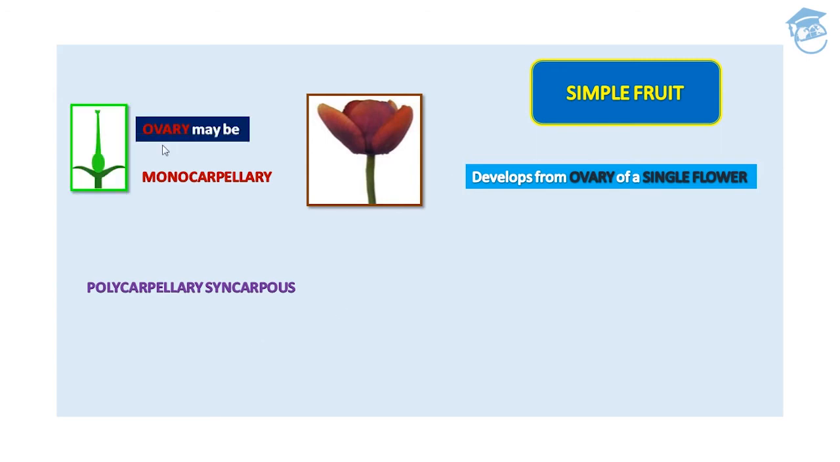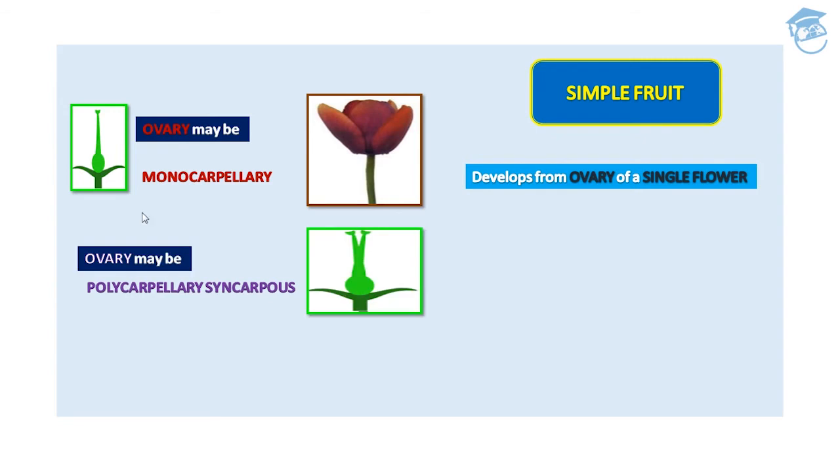See, ovary may be monocarpellary and ovary may be polycarpellary syncarpous. See, there are two carpels. This is one carpel and this is another carpel. Okay, so this ovary is polycarpellary syncarpous. Why is it called syncarpous? Because it is fused. It is fused from this end, but they are liberated from the outer end. Okay, so ovary may be polycarpellary syncarpous.